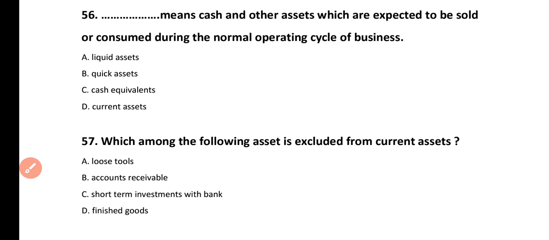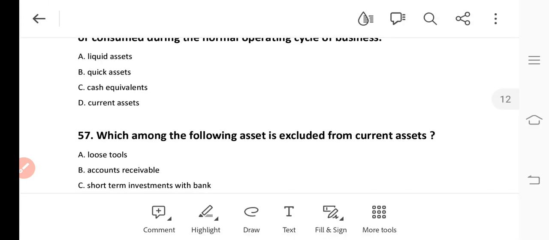MCQs number 56. Dash means cash and other assets which are expected to be sold or consumed during the normal operating cycle of business: liquid assets, quick assets, cash equivalents, or current assets. So the correct option is option D, current assets.